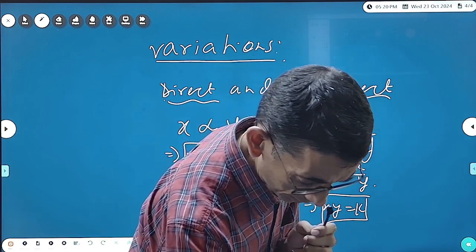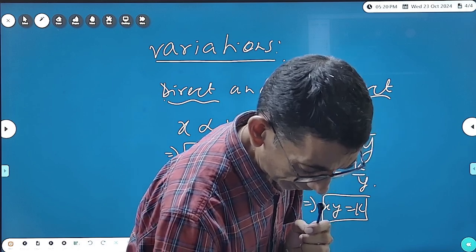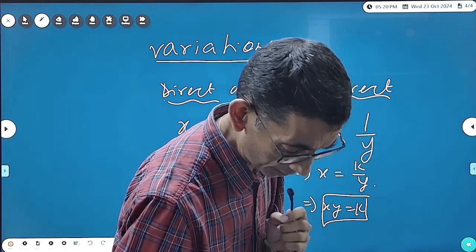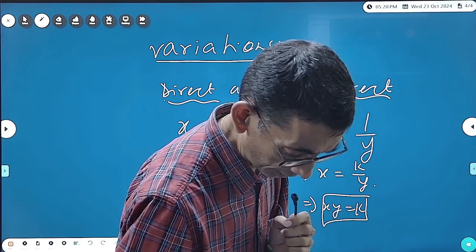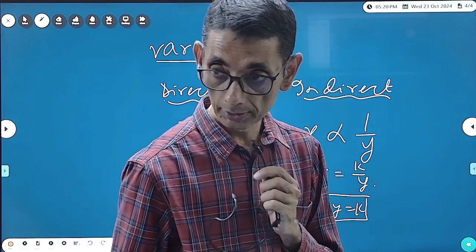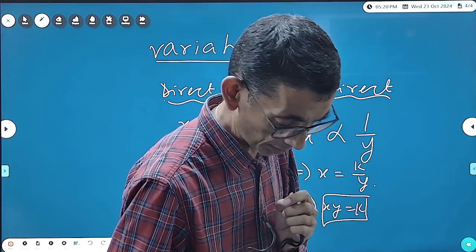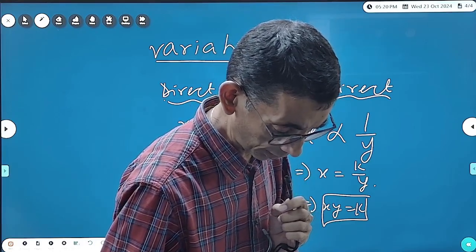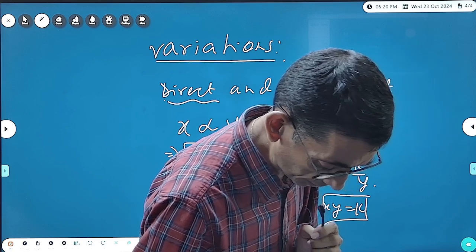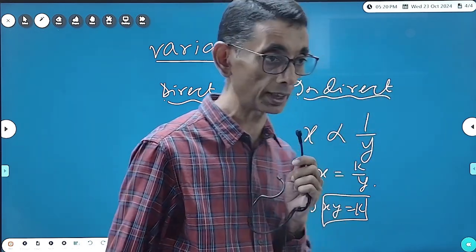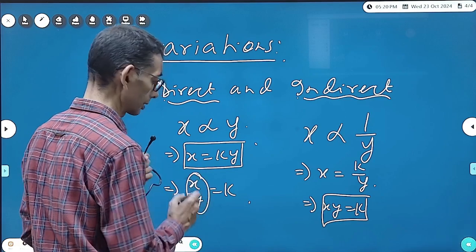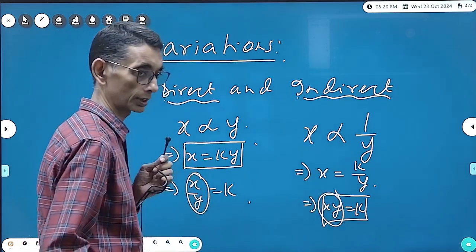Let's move on to Illustration 10. It is given that a plus b is proportional to a minus b. Prove that a is proportional to b, a square plus b square is proportional to a square minus b square, and a square plus b square is proportional to ab. Three questions are there. Remember, in direct proportion the ratio is constant, and in indirect proportion the product is constant.